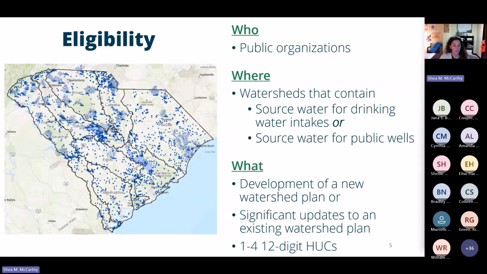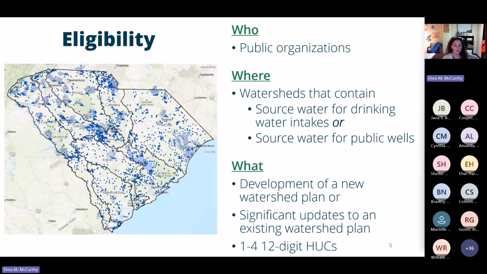So what is eligible for this grant? It's available to either develop a new watershed plan or to make significant updates to an existing plan. Generally, we like to suggest that watershed plans cover between 1 and 4 HUC 12s. So those are 12-digit hydrologic unit codes, which is a way of classifying watersheds.